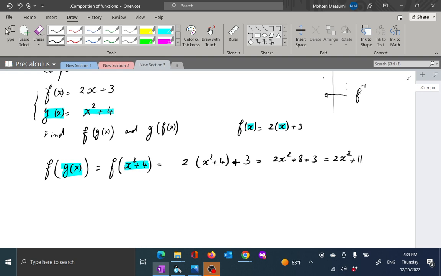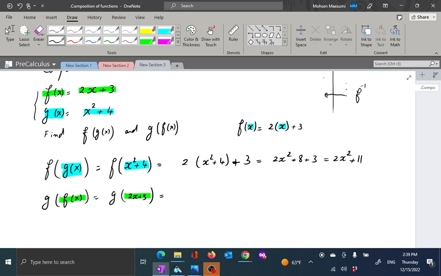Let's make sure we understood this thing. Suppose we look at it the other way. g of f of x. What does that mean? The g of, we look at the output of the interior function. f of x is 2x plus 3. We color it differently. This is 2x plus 3. I'm going to write 2x plus 3.